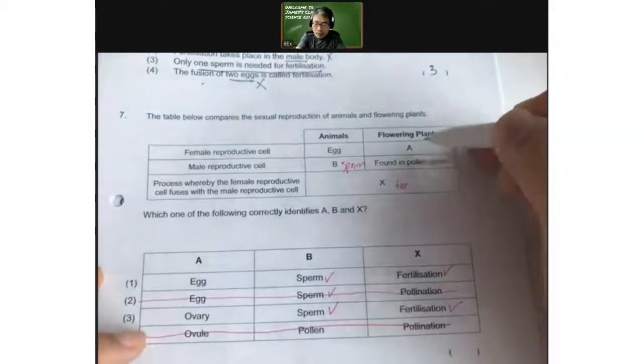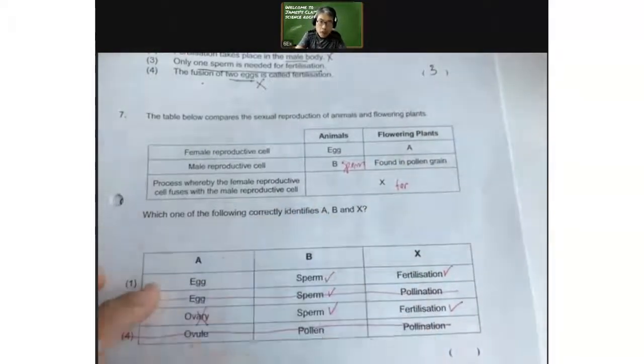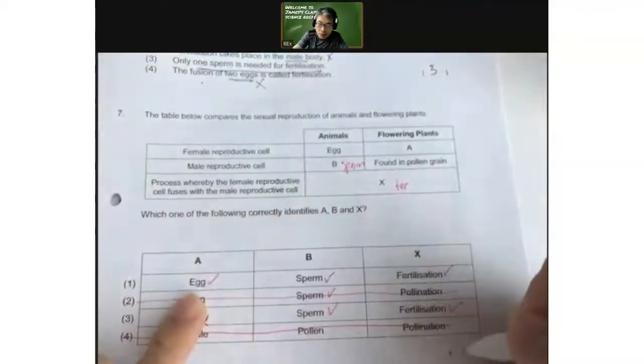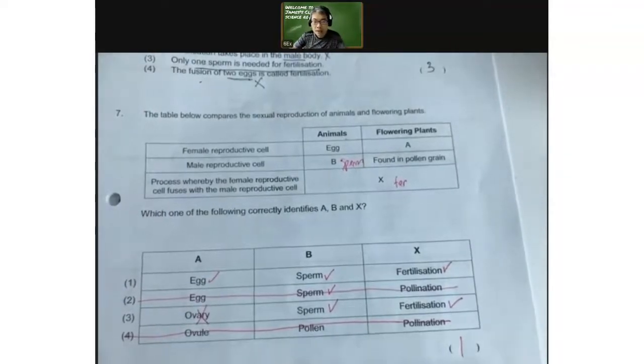Let's go to A. Flowering plant. What's the name of the female reproductive cell? It's actually not the ovary. The ovary contains the ovules. And inside the ovule is where you find the female reproductive cell. The ovule is also known as the egg cell. So the answer is 1. Some of you got tricked and thought that it's an ovary and you wrote down 3 as your answer.